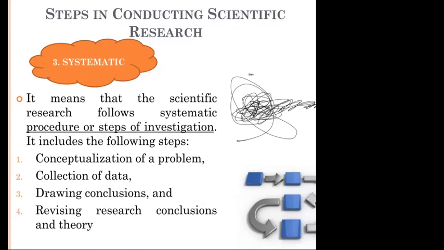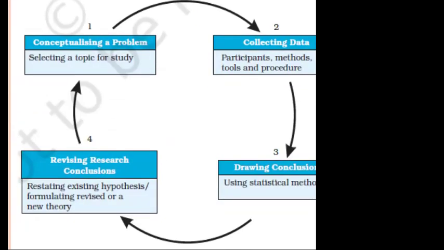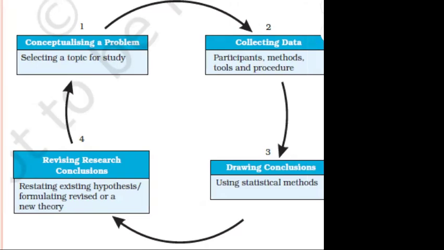And next, we have scientific research should be systematic. It should follow steps after steps. So, what are the steps? First, you conceptualize a problem, what the problem is. Next, you start collecting data on that. Then you draw a conclusion and revise research conclusions and theory. So the whole thing rotates around this area wherein we have it as first conceptualizing a problem, selecting a topic for study. What is that you want to study?